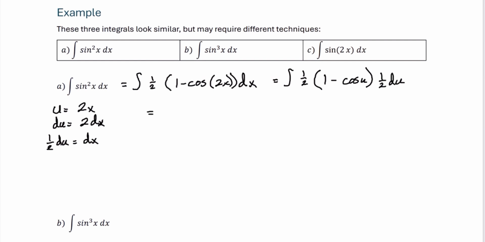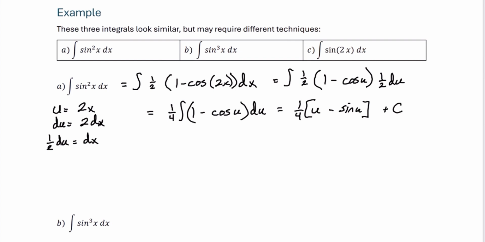Let's clean that up just a little bit. I'm going to pull the 1/4 out front. So we have the integral of 1 minus cosine u du. Now integrating, the integral of 1 is u. Then the integral of cosine is sine, so that would be minus sine u. All of that plus c.